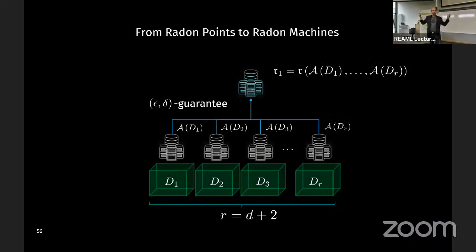What can you do with it? Well, you can do federated learning. You need the right number of clients. So what Radon proved is, in order to construct such a Radon point, you need d plus 2 many points. That's the so-called Radon number.